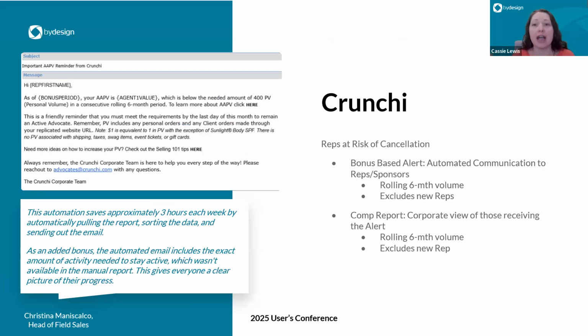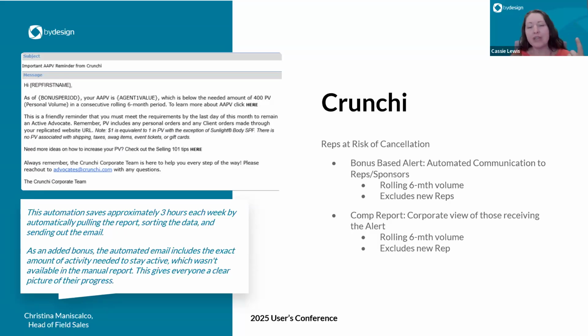Here's a great real life use case. We have a client, their name is Crunchy, and they have a rolling 6-month volume where you have to have a minimum volume within that 6 months or you become canceled. And they were manually running reports to identify the rolling 6-month volume reps and who did not meet the minimum threshold. Then they were manually sending emails out to those individuals to let them know they were at risk of being canceled. We were able to leverage our bonus based alerts to automate the entire thing.